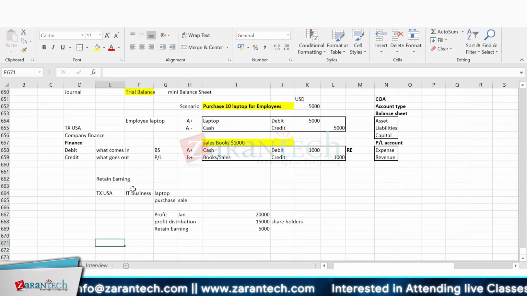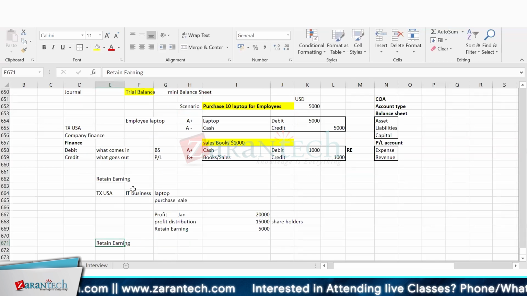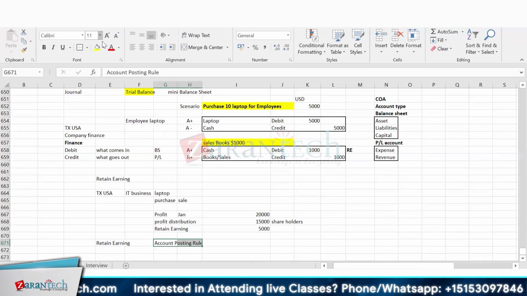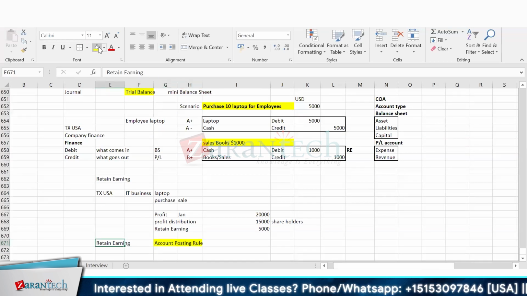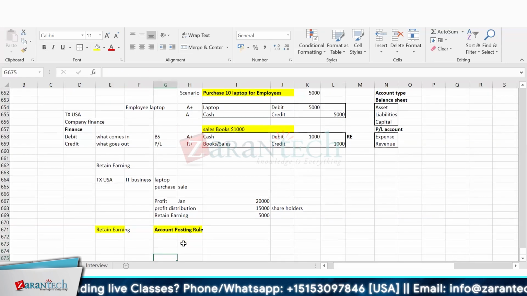This is our next activity, retained earning. In retained earning, we will learn two concepts. One is the retained earning, and another is the Workday concept, account posting rule. This concept we will learn in our next session. We discuss this point, but how to set up this retained earning, we will discuss here in account posting rule in the Workday concept.